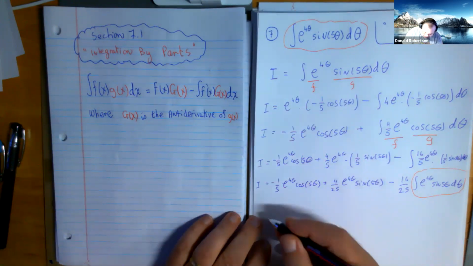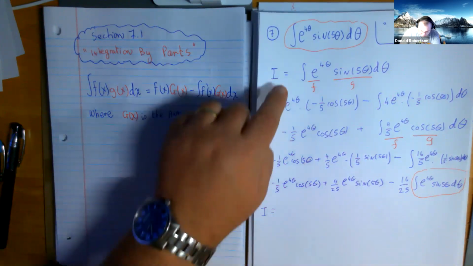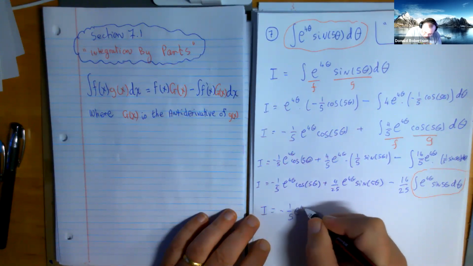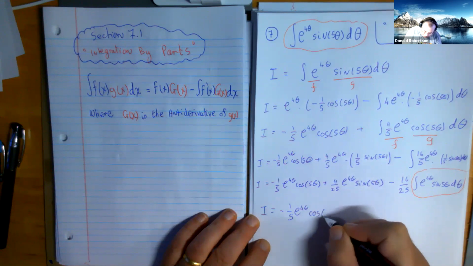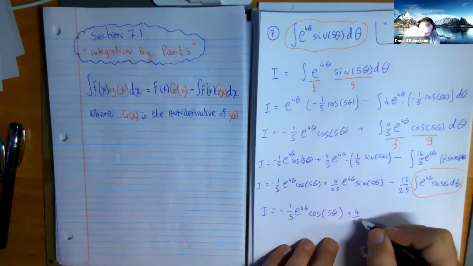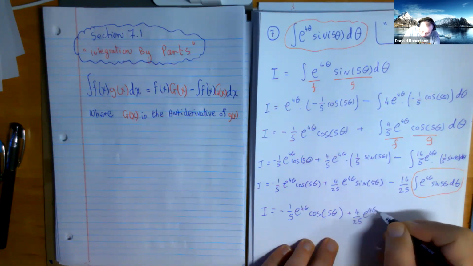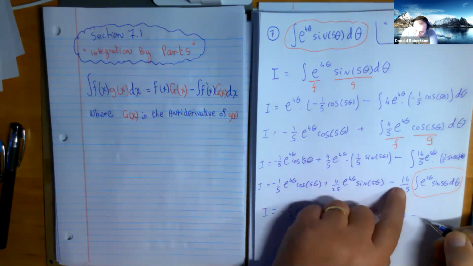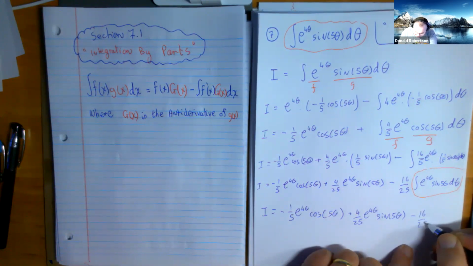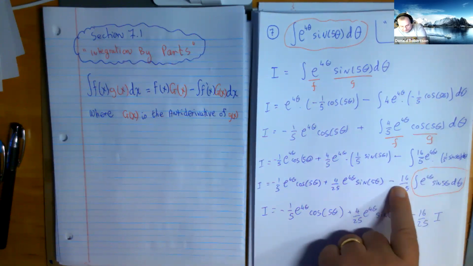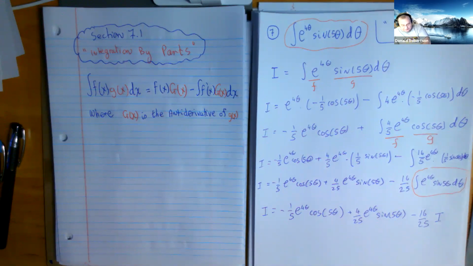So that means that I, the original I, is negative 1/5 e to the 4 theta, the cosine of 5 theta, plus 4/25 e to the 4 theta times the sine of 5 theta. Take away 16/25 I. Right, that's I, so 16/25 is 16/25 I.